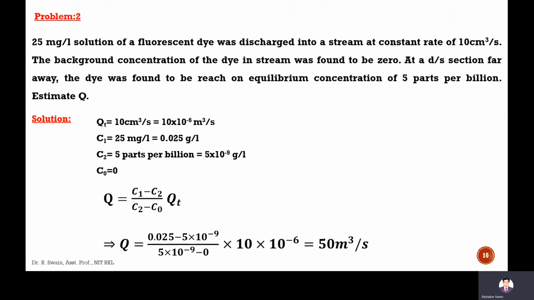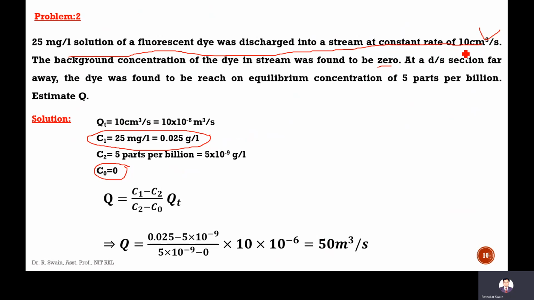Let's solve this small problem. 25 mg of solution of fluorescent dye was discharged into a stream at a constant rate of 10 centimeter cube per second. The background concentration of the dye in the stream was found to be 0. There is no background, meaning C0 is 0. This 25 mg solution of fluorescent dye was discharged into the stream, so C1, the concentration we are adding, is 25 mg per liter, which is equal to 0.025 gram per liter.